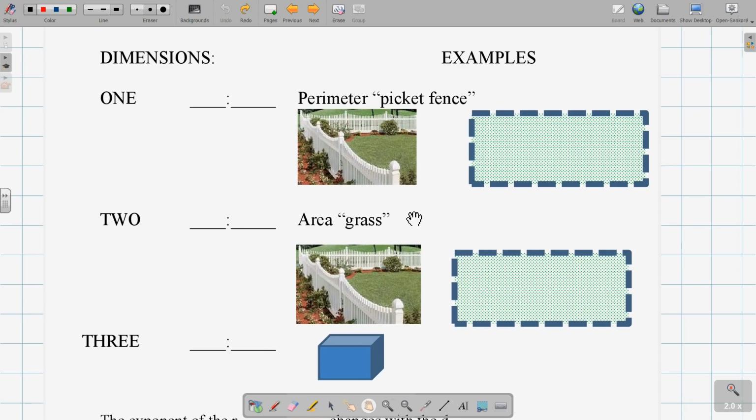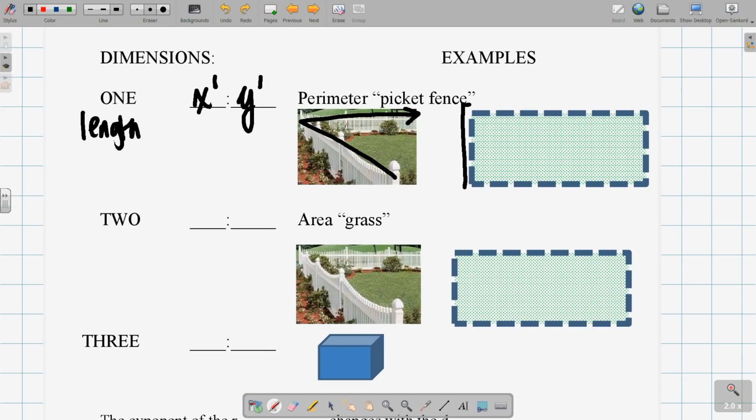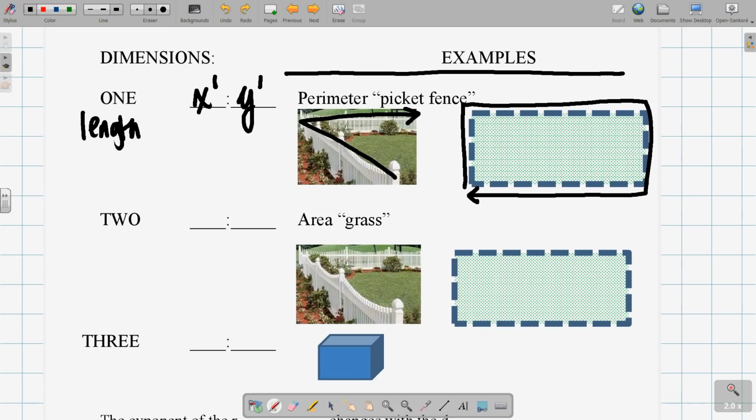Before we move on, we need to recap our understanding of dimensions. Things that just have length have one dimension. So we express that ratio from x to the first dimension, y to the first dimension. And a common expression of the first dimension, think picket fence. Perimeter, you want to walk your pencil around. Perimeter can be unwrapped, if you will, into a single length. That is why perimeter is only a one-dimensional concept.